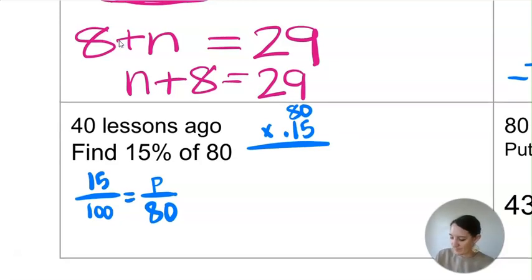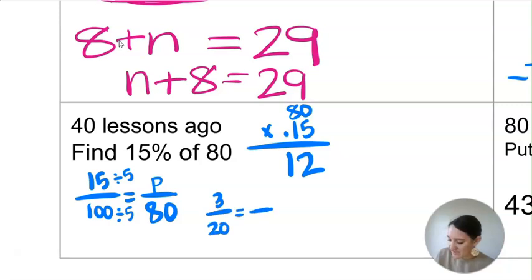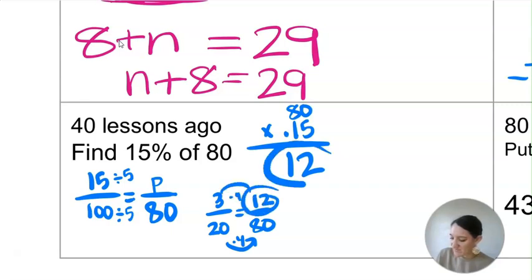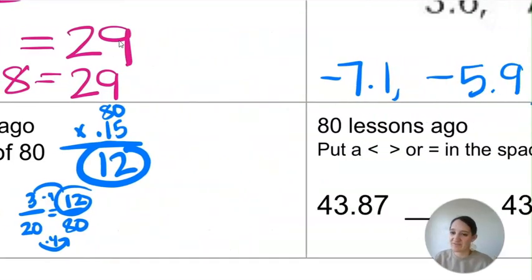Or I can do it the ratio way and be like, all right, let's see what happens if I simplify this. That'll give me 3 to 20 equals something to 80. And then I can be like, oh, it's a times by 4 relationship, and that'll give me 12. So no matter which way I did it, I got the answer is 12.